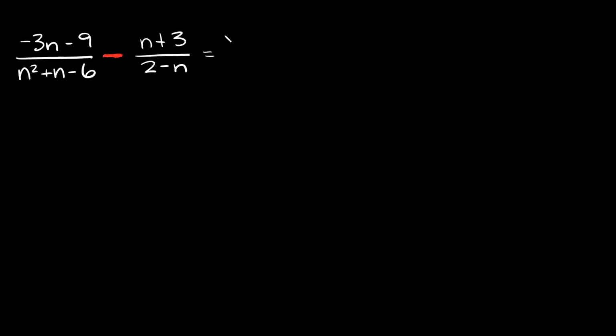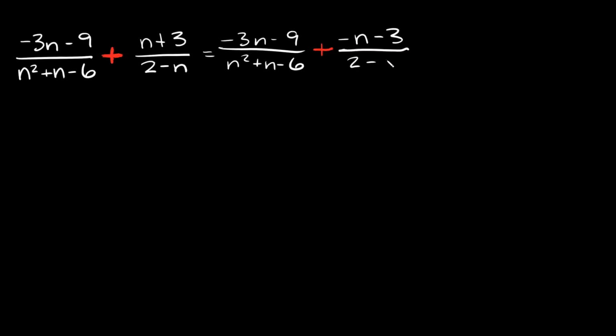So let's just write that really quick. We'll write that one first: negative 3n minus 9 over n squared plus n minus 6. And then when we distribute this minus sign, it's going to turn into a plus sign. And then again, just change all the signs on the top right there, so it's going to turn into negative n minus 3, and that's over 2 minus n. All right, cool. So we got rid of the minus sign right off the bat. Now we're going to solve these like the rest of the problems.